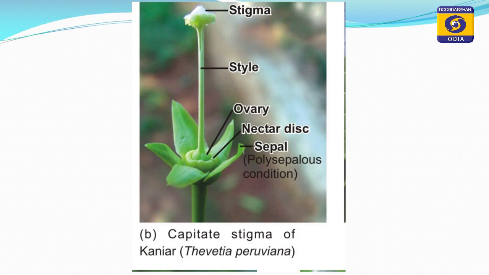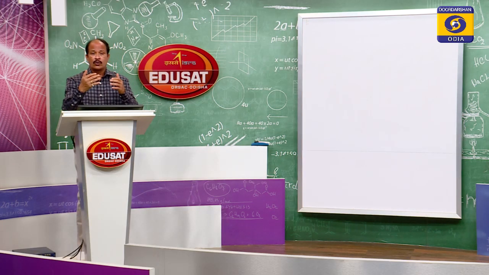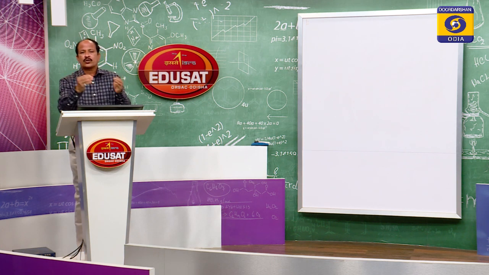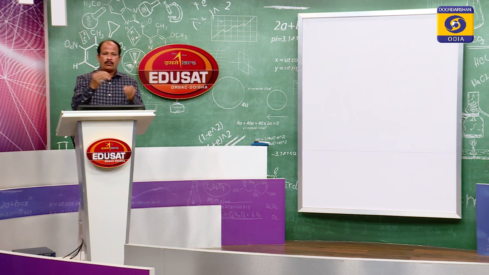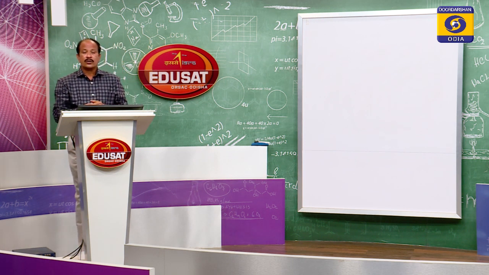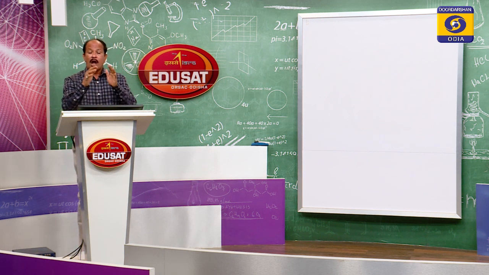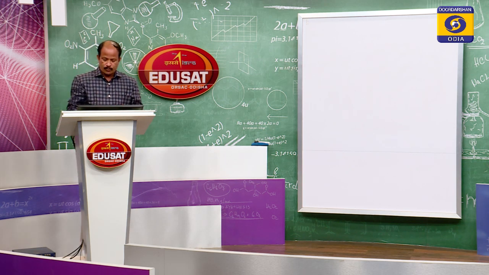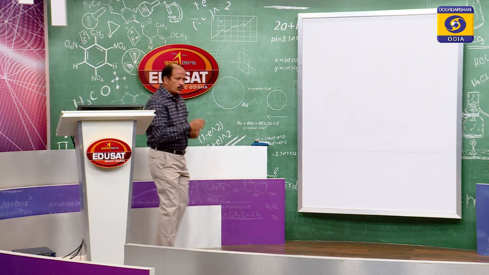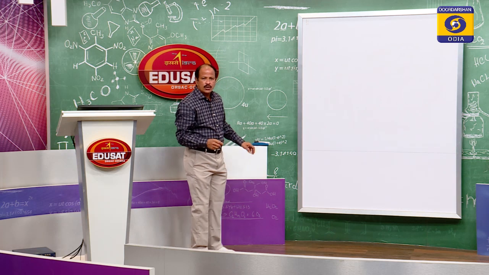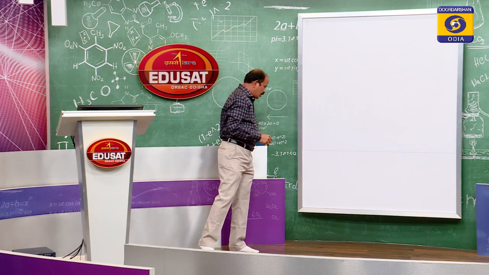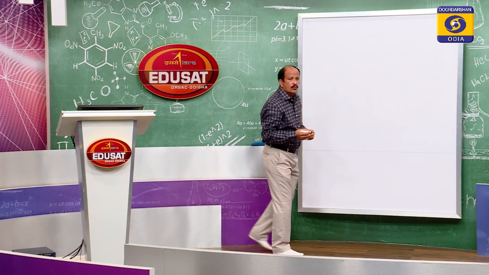So, the number of ovules in each ovary may vary depending on the plant type or species type. Now, the function of the carpel is to house ovules inside the ovary, and, as we have seen, an ovary contains ovules. Generally in angiosperms the ovule is anatropous type.